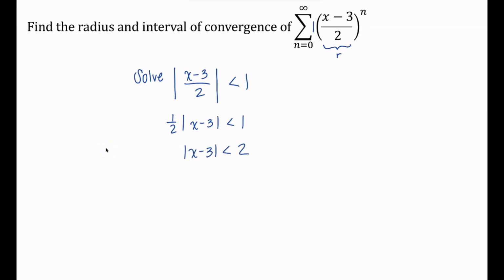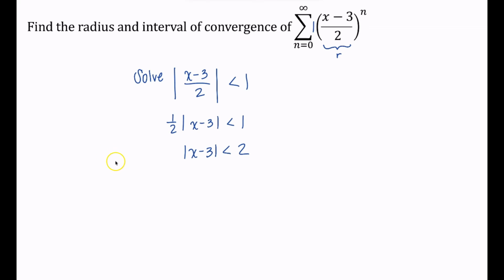So what we're going to do is solve when the absolute value of x minus 3 over 2 is less than 1. Because again, we know that a geometric power series converges when the absolute value of r is less than 1. Let's go ahead and factor out the 1/2. So we have 1/2 times the absolute value of x minus 3 is less than 1. And then let's go ahead and multiply by 2. So we have the absolute value of x minus 3 is less than 2.